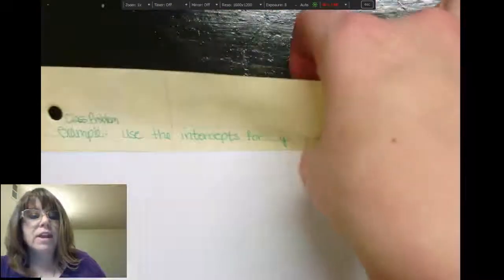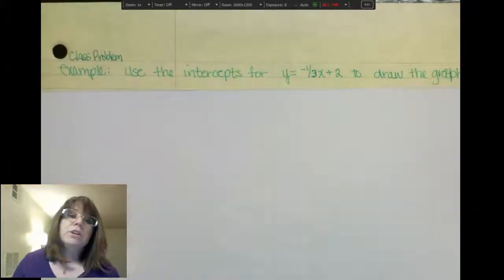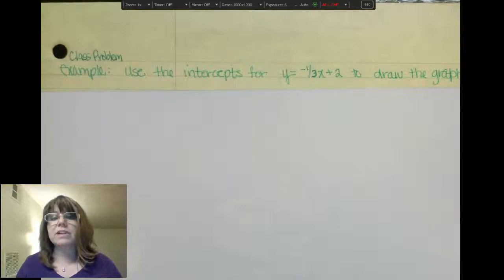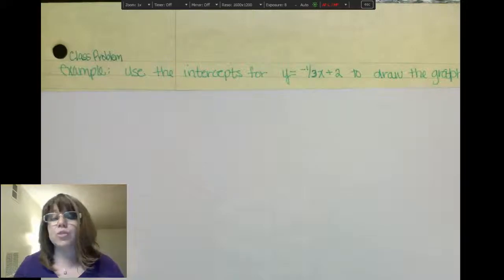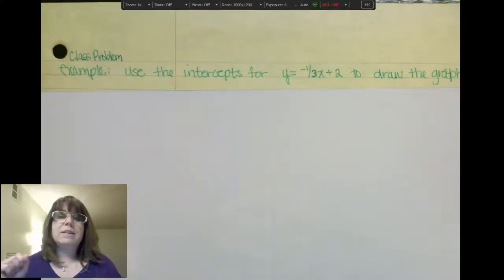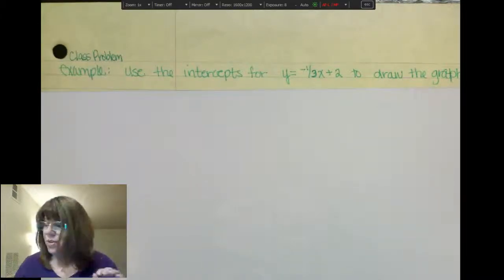Okay, so for your class problem, I'd like to see you solve for the intercepts for y equals negative 1/3 x plus 2, and draw the graph. So I need to see both the x-intercept and the y-intercept, and then I need you to plot it and graph the line. So that's it for this lecture.